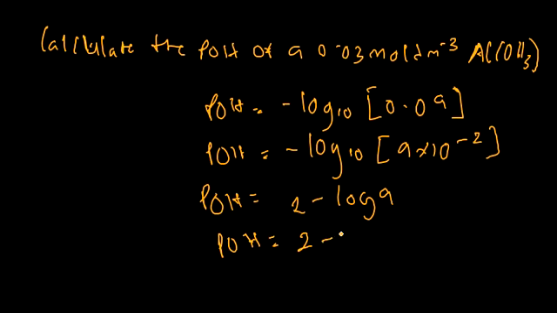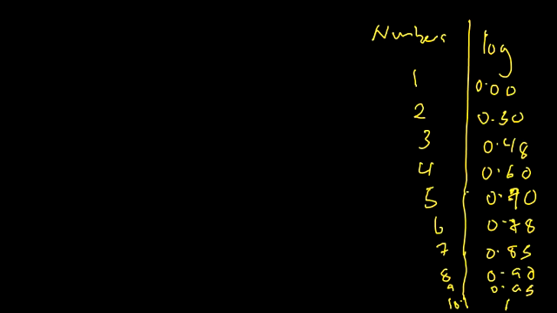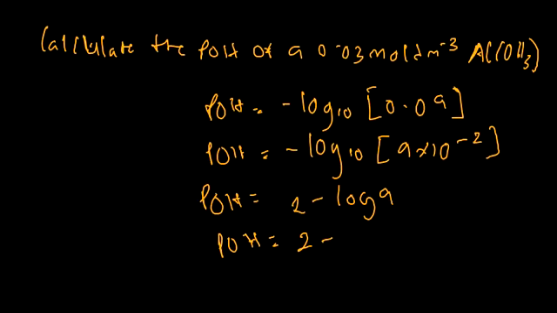pOH will be equals to 2 minus, what is our log 9? Log 9 is 0.95. So pOH will be equals to 2 minus 0.95. You can use your calculator to do that one. 2 minus 0.95, that is what? pOH will be equals to 1.05. Now let's say we are asked to calculate the pH.